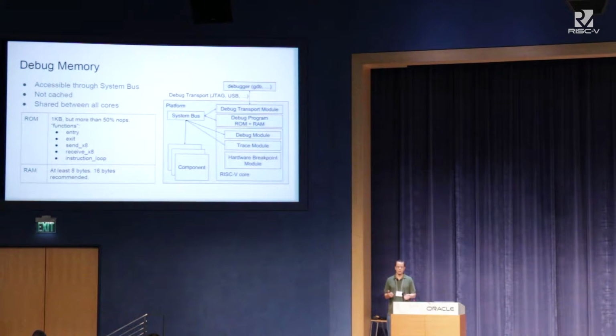The debug RAM must be at least 8 bytes. I haven't found anything yet that you can't do with 16 bytes. I could imagine maybe you'd want 32 bytes. Any more than that, I'm sure somebody will find a use for having more than 32 bytes of debug RAM. And if they do, then they can put up to 7 kilobytes of RAM in there. But for a typical implementation, you wouldn't need nearly that much.